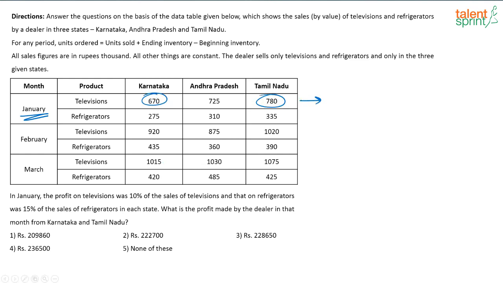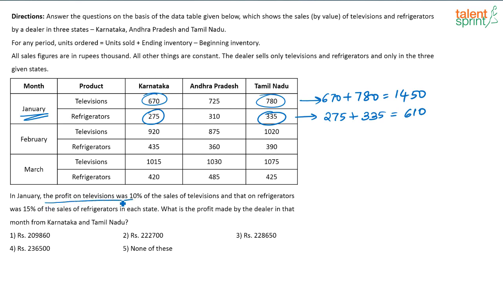So what is the total sales in Karnataka and Tamil Nadu put together? 670 plus 780. So that is nothing but 1300 plus 70 plus 80 is equal to 1450, correct? Now, similarly, refrigerators in these two states put together 275 plus 335, that is equal to 500 plus 75 plus 35, that is 610. Now, what are they saying?